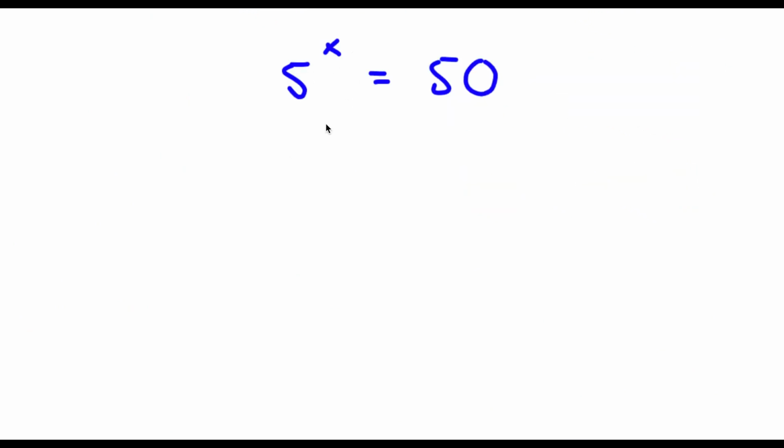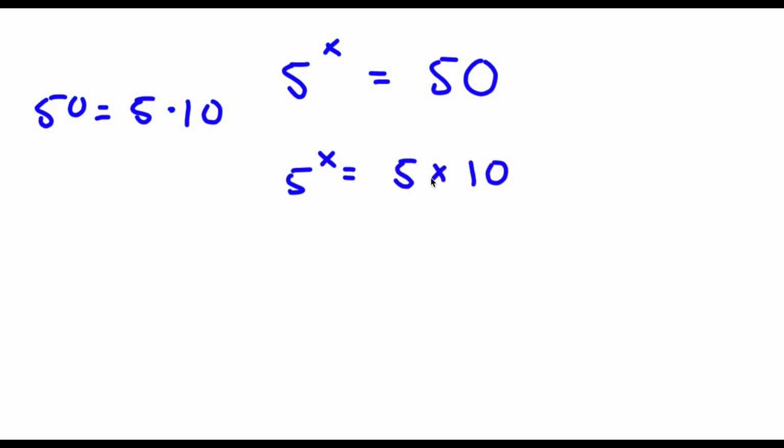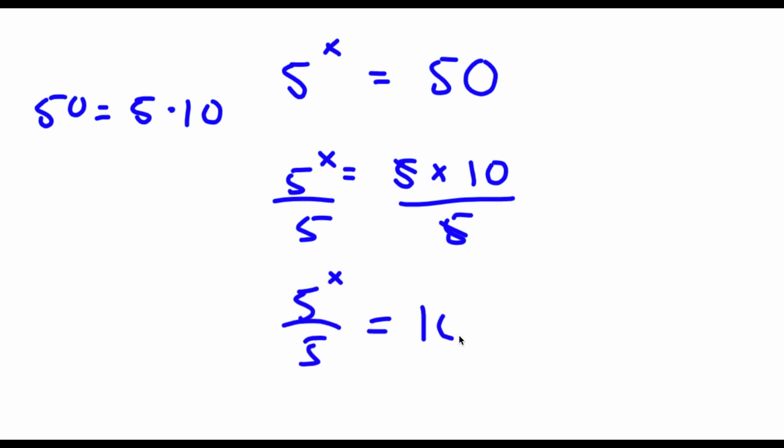Now the next problem: 5 to the power of x is equal to 50. Now 50, this is the same thing as 5 times 10. So now I have 5 to the power of x is equal to 5 times 10. Now I'm going to go ahead and divide both sides by 5. So then these two cancel out, and I'll have 5 to the power of x over 5 is equal to 10.